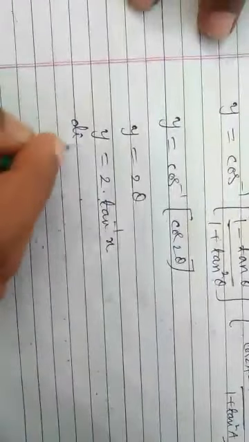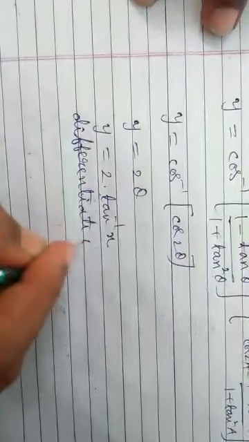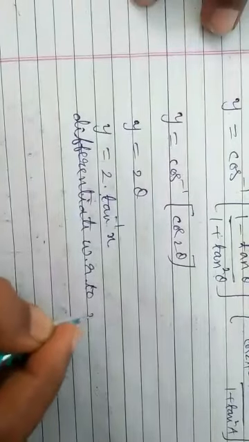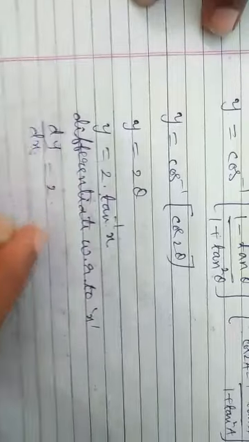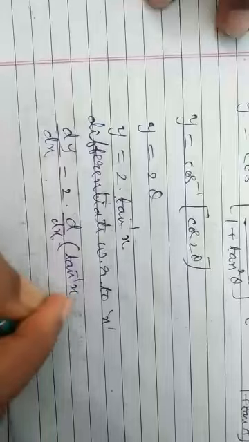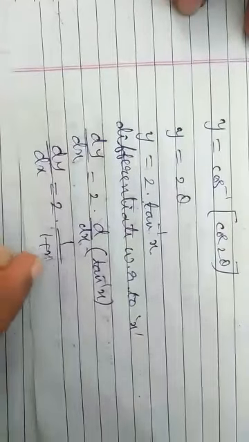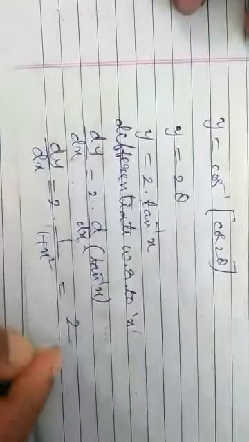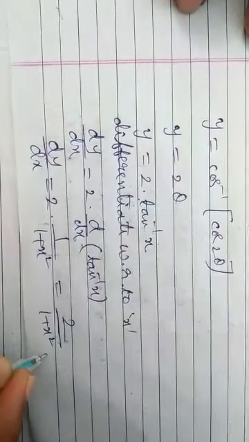Now differentiate with respect to x. dy by dx is equal to 2 into d by dx of tan inverse x. That is dy by dx is equal to 2 into 1 by 1 plus x square. It is nothing but 2 by 1 plus x square.